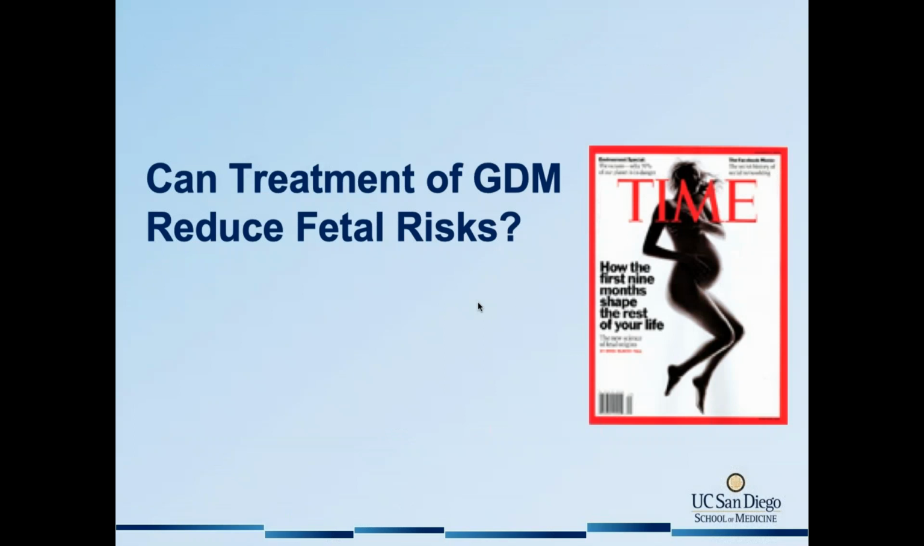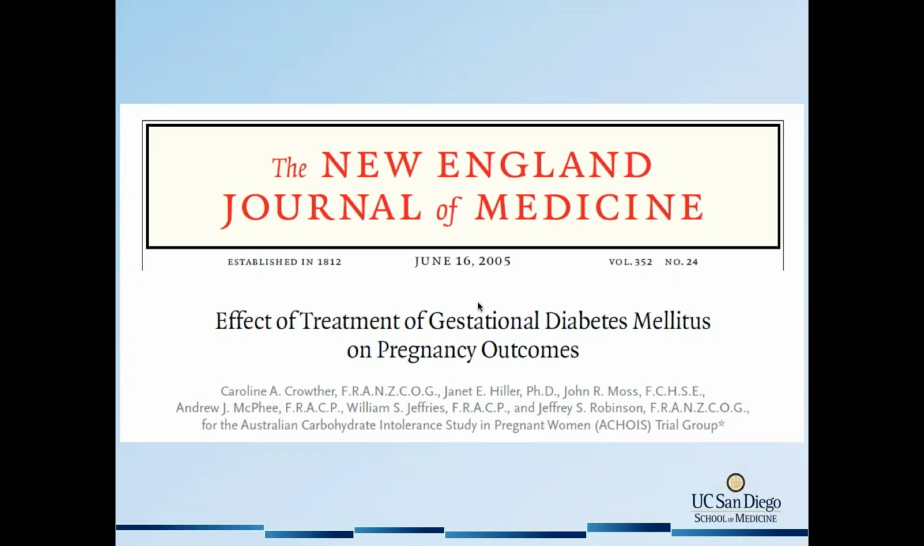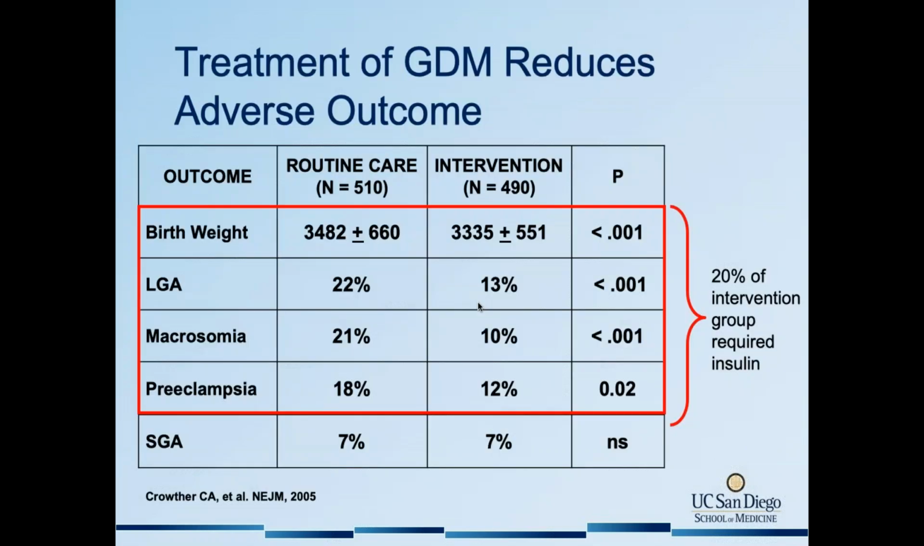So the question does arise: can treatment of GDM help to reduce the fetal risks? There have been 2 randomized controlled trials, which are the gold standard, to show that indeed it does. The first was in 2005, published in the New England Journal. This trial was based out of the UK as well as Australia. They diagnosed gestational diabetes with a 75-gram OGTT and randomized about 500 women to routine prenatal care versus intervention, which we normally do: diet intervention as well as insulin as needed.